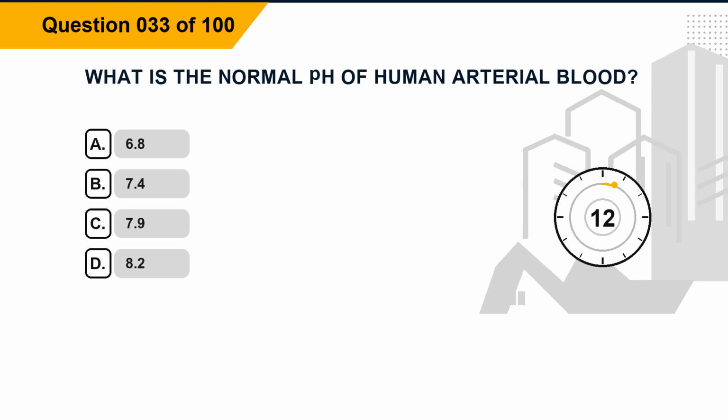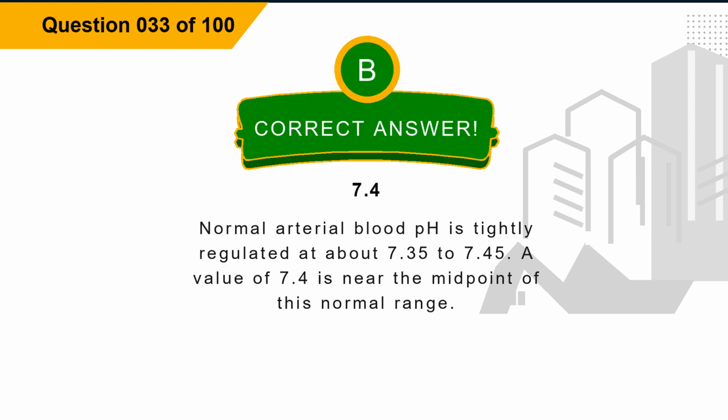Question 33. What is the normal pH of human arterial blood? Option A, 6.8. Option B, 7.4. Option C, 7.9. Option D, 8.2. The correct answer is option B, 7.4. Explanation. Normal arterial blood pH is tightly regulated at about 7.35 to 7.45. A value of 7.4 is near the midpoint of this normal range.